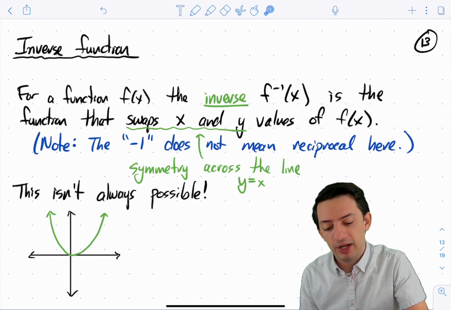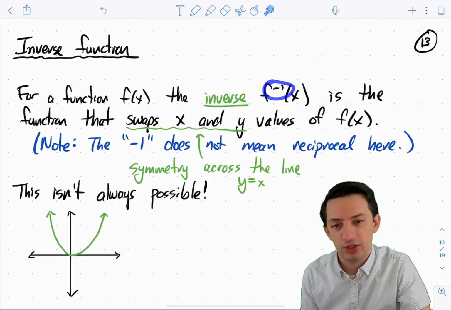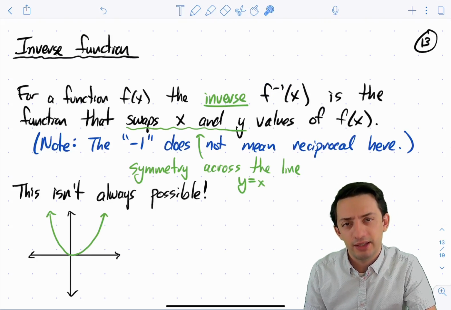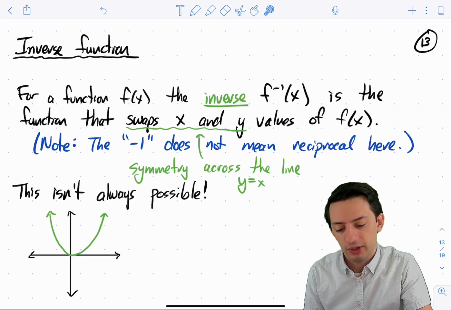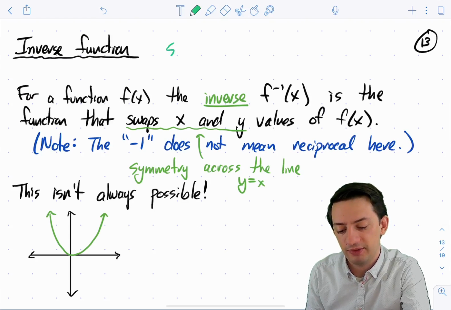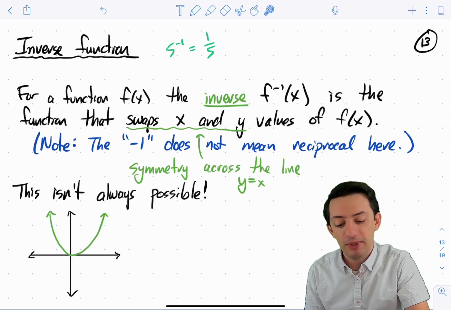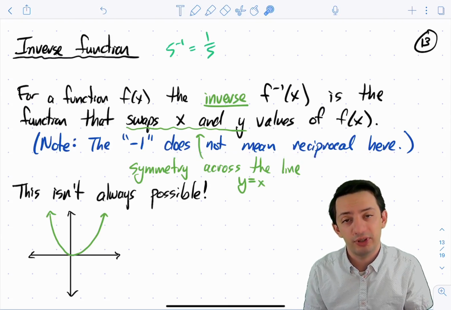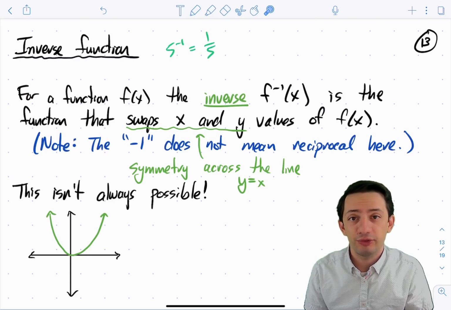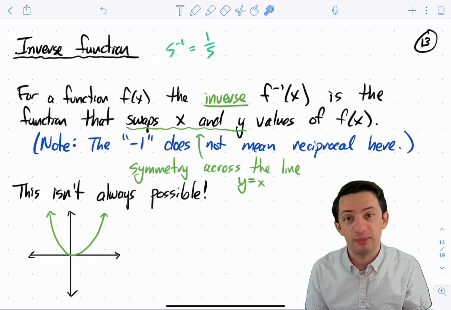Now, one thing I want to point out is this -1 notation I've never really liked because we also use a -1 superscript as a reciprocal. For example, sometimes we write 5 to the -1 equals 1/5. This does not mean that here. It does not mean reciprocal. It's not 1 over f of x. It's unfortunately just a different use of the same symbol.